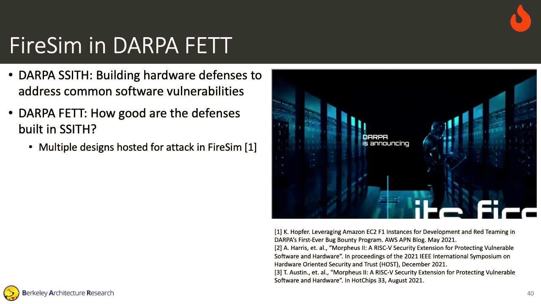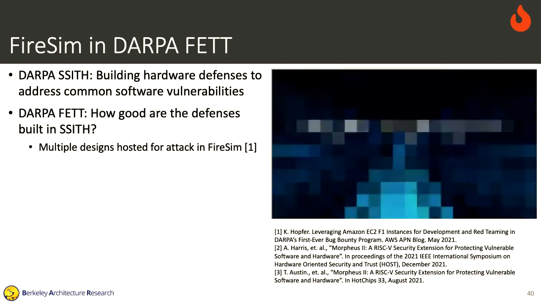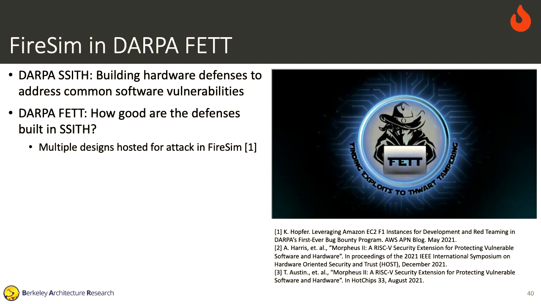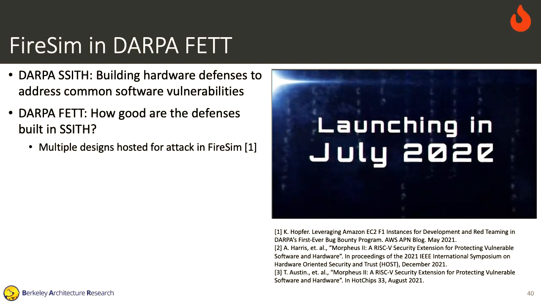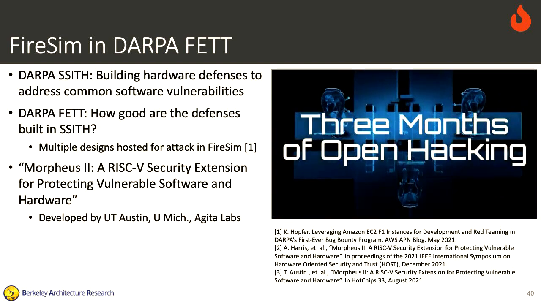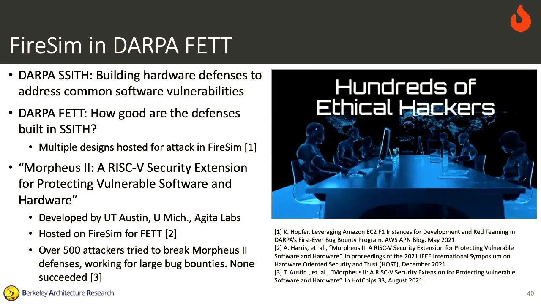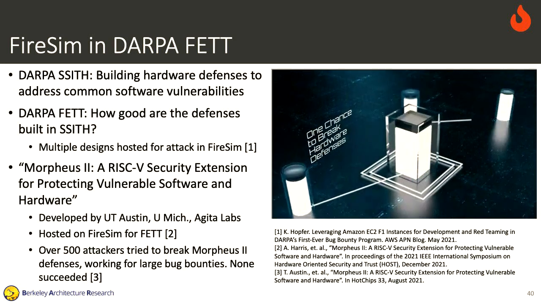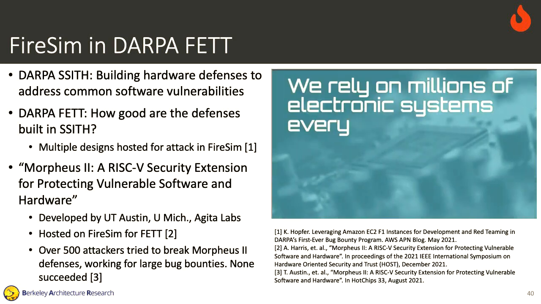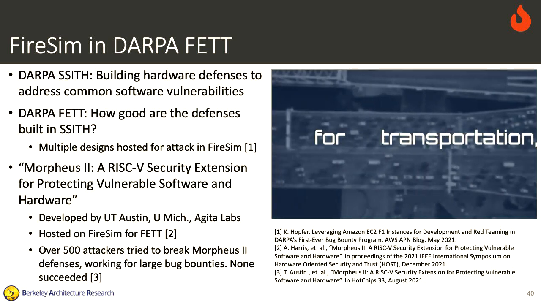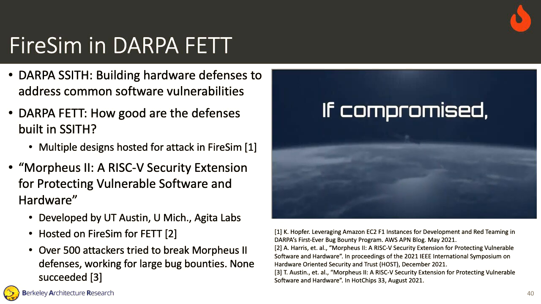They built this program where a bunch of remote attackers employed by a company called Synack would actually attack these designs running on the cloud. Many of these designs were hosted for attack on the cloud by FireSim. One example of this was Morpheus, a project from UT Austin, Michigan, and Agita Labs, and it was hosted on FireSim for FETT. Over 500 attackers tried to break this design, again simulated in FireSim, working for really large bug bounties, think like 50K, and none of them succeeded. Of course, that's a testament to this design, but FireSim was there behind the scenes running all of these simulations.